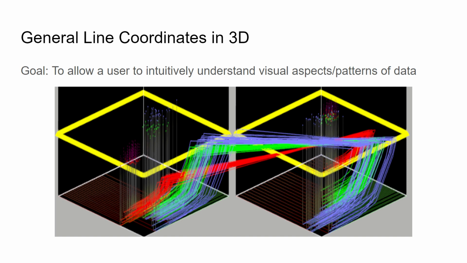So, general line coordinates in 3D. I'm just going to read this first goal here and then explain it. We want to allow a user to intuitively understand visual aspects and patterns of data. In other words, what we really want is to allow a user to fiddle around with data that they choose and to understand what's going on, what certain attributes have an effect on, and things like that. I just want you to keep this goal in mind as I go throughout this presentation.